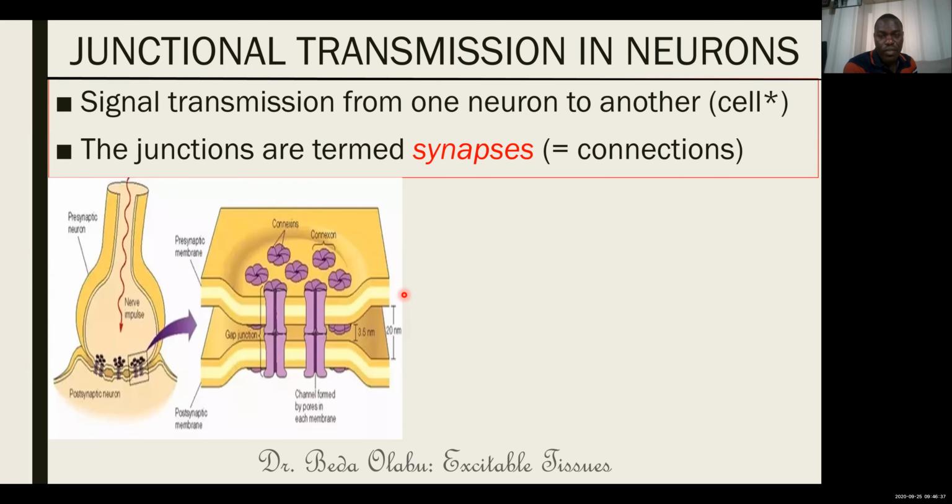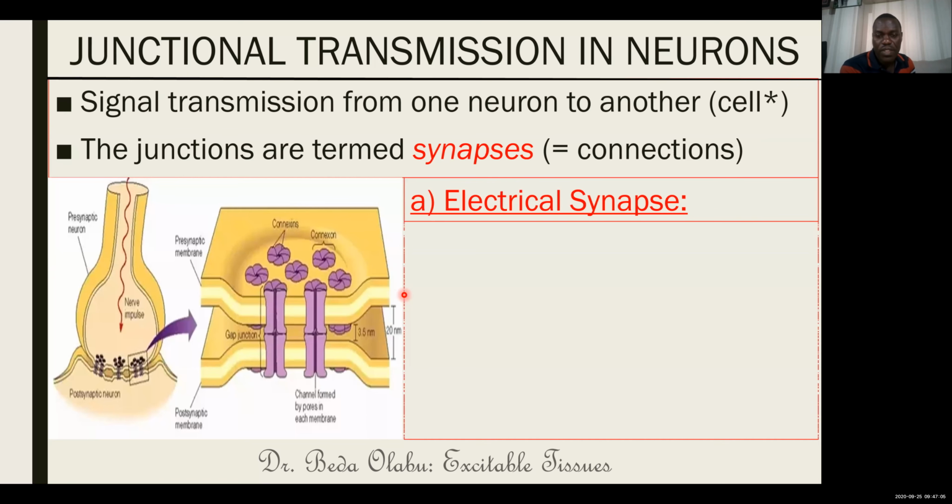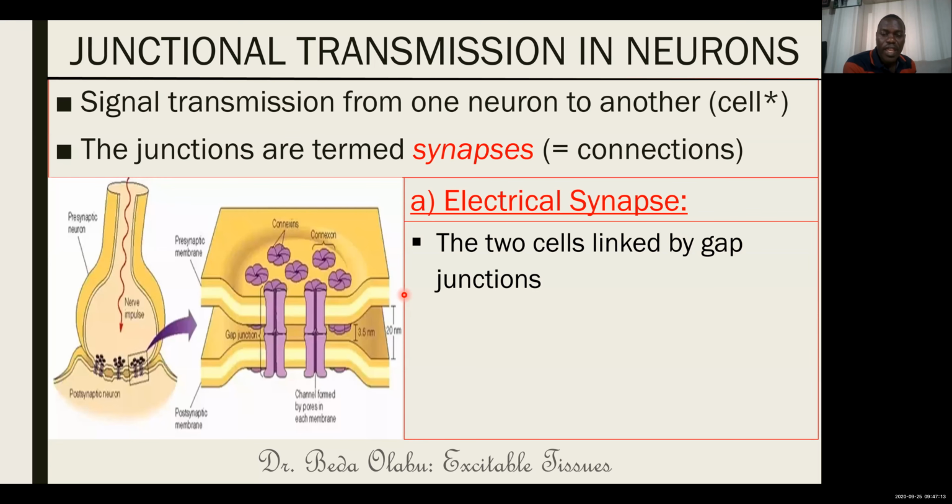Now, junctions between one neuron and another are termed synapses. A synapse is a junction between one neuron and another. The term synapse simply means connection. There are two types of synapses in neurons. There's what we call the electrical synapse. What is an electrical synapse? An electrical synapse is where the two neurons are joined by a gap junction.